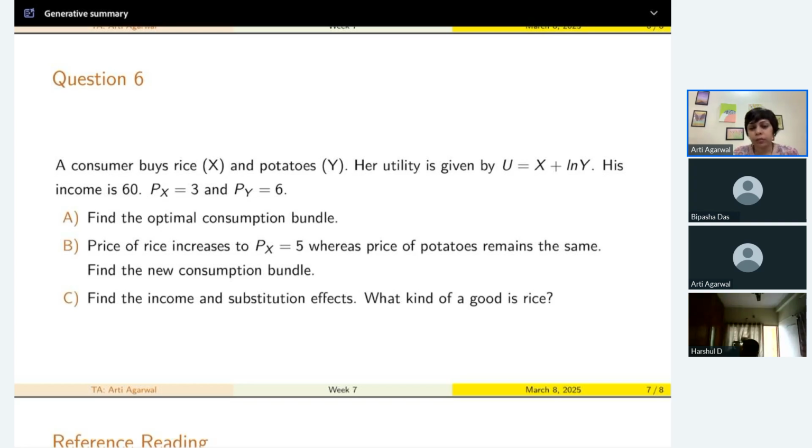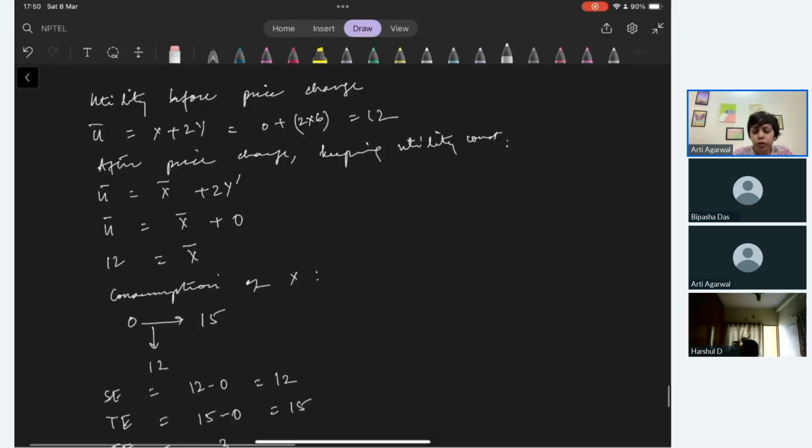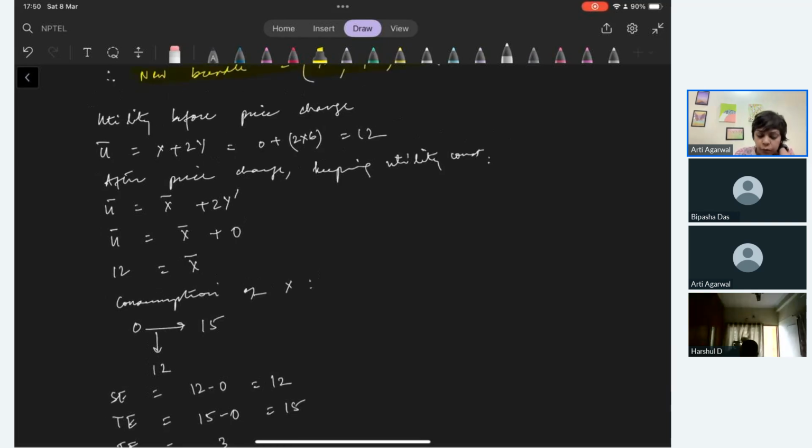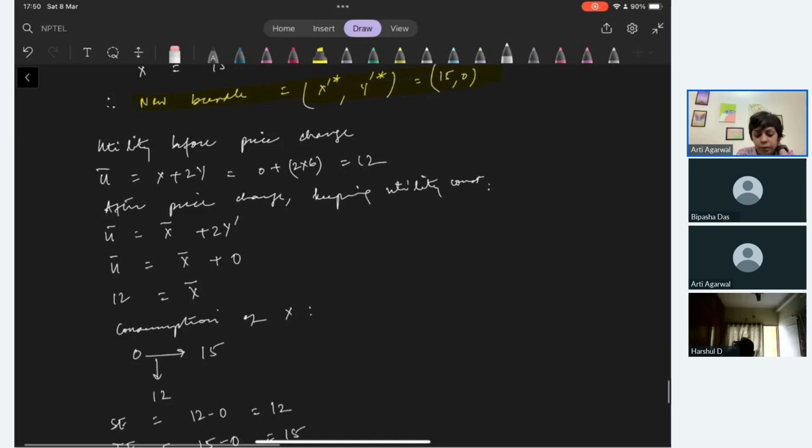Okay. Any other questions, problems? Madam, I did not get how we got substitution effect equal to 12 minus 0 and total effect equal to 15 minus 0. Because Hicksian demand gives you the substitution effect. Hicksian demand is what? Hicksian demand is when you compute the consumption bundles keeping utility constant.